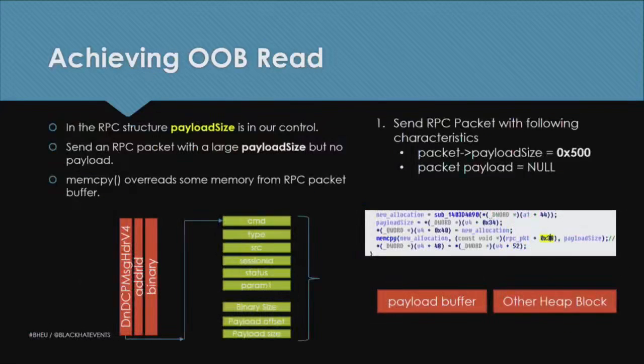After doing some analysis, we saw that we can achieve an out-of-bound read using that bug. To achieve an out-of-bound read condition, we have to send an RPC packet with the following characteristics. First, we set the packet payload size to maybe 500 bytes, and we do not put any payload into it. So when the memcpy call executes, since we have set the payload size to 500 but there is no payload in it, we will overread some data from the next adjacent heap block, and we will have an out-of-bound read.